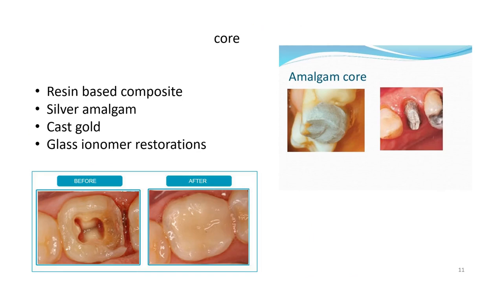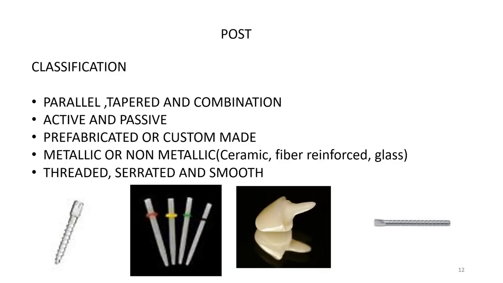We have different types of materials which can be used as a core. For example, amalgam can be used as a core, resin composite can be used, and sometimes gold and GIC can also be used as core restoring materials. Now coming to post. Before going into the factors that we have to consider while placing the post, you have to know the different types of post available.